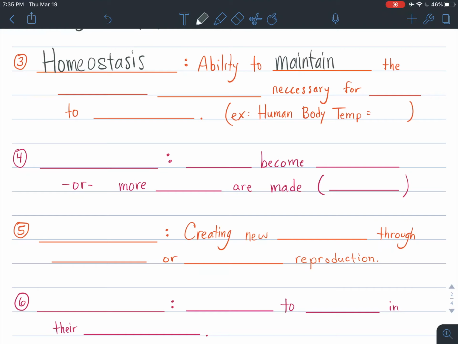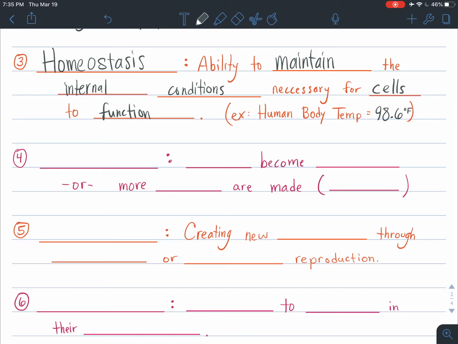It's simple because it's just the ability to, well, it's not simple, it's not easy necessarily, but it's the ability to maintain the internal conditions that are necessary for cells to function. So homeostasis is the ability to maintain the internal conditions for the cells in an organism to function. So for an example, our homeostasis, our bodies stay around, on average, 98.6 degrees Fahrenheit.